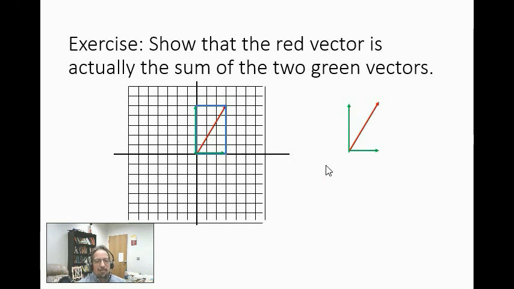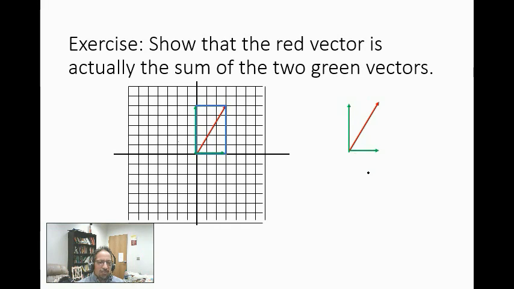And I want to tell you about thinking about components in this particular way. Exercise, please, you're going to pause the video and take a look at the geometry here and show me that you can actually form the red vector as the sum of these 2 vectors. This is an exercise you do in your notebook.